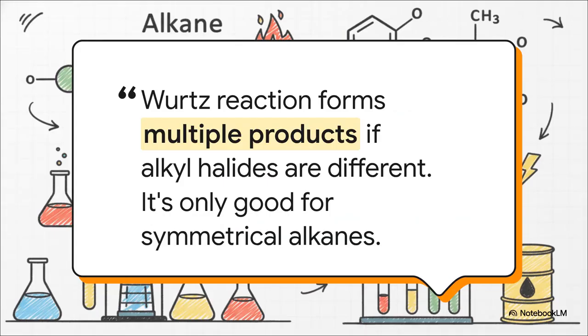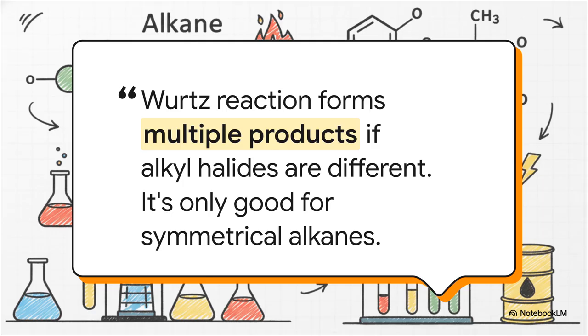And here's another huge trap, the Wurtz reaction. Look, it's great if you want to make a symmetrical alkane from two identical pieces. But the second you try to use two different alkyl halides, it's a disaster. You get this messy mix of three different products.